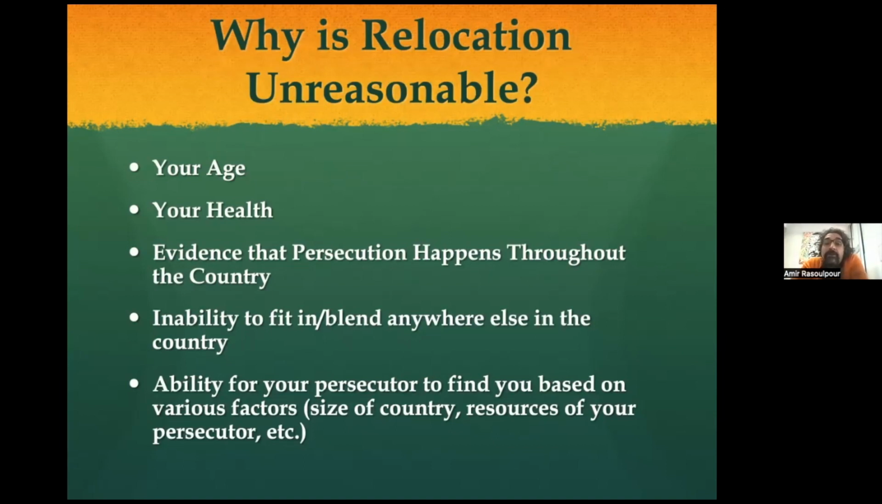And finally, could your persecutor find you? So how big is the country? What are the resources of the persecutor? Is the persecutor affiliated with the government and could find you? Every situation is going to be different. Your story is going to be specifically what it is in your story, but do think about this. Why is relocation unreasonable? And explain this in your story as well, because you will be asked about this.